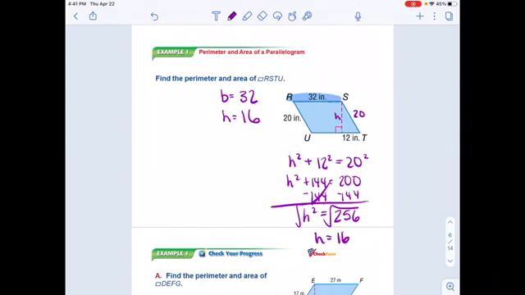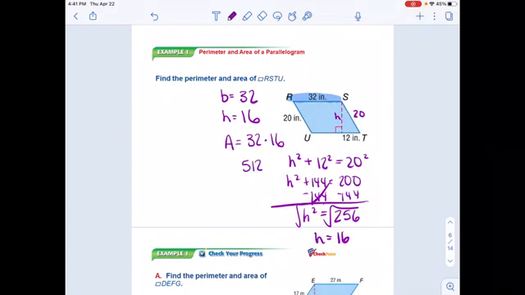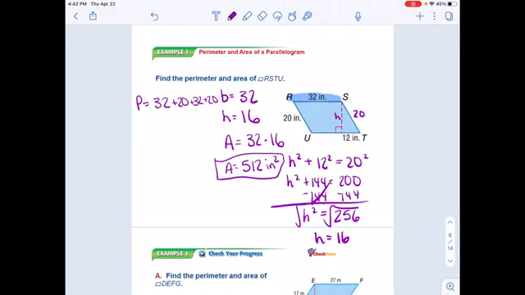And then the area of a parallelogram is just base times height. So 32 times 16 is equal to 512. And then make sure when you label this, it is square inches. Make sure you get that label right. To find the perimeter, it's pretty simple. You just add the edges, the side lengths. So 32 plus 20 plus 32 plus 20. You end up getting, let's see, 104 inches for your perimeter.